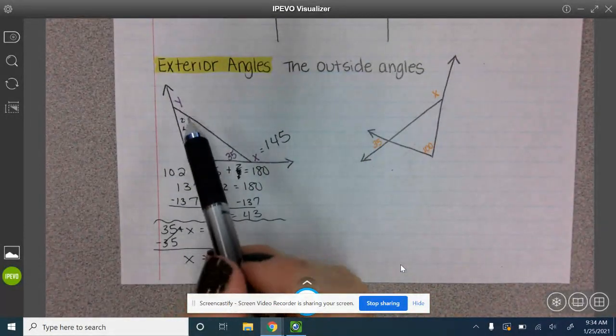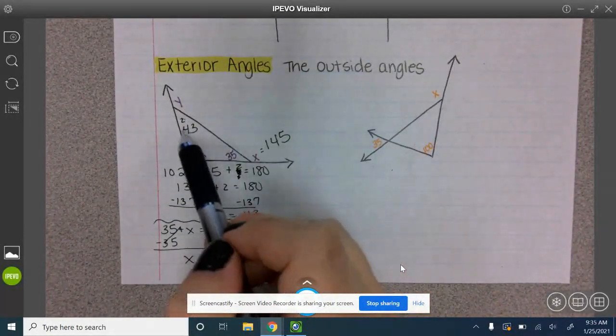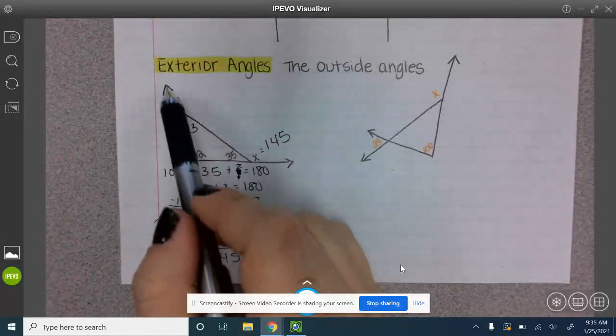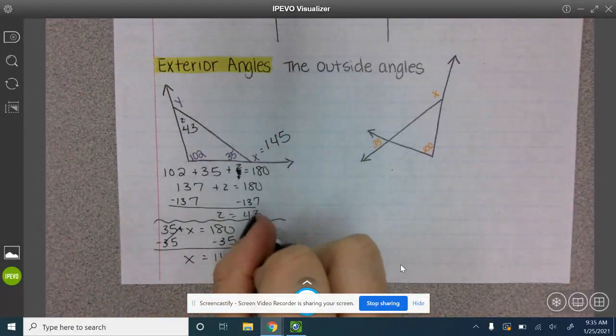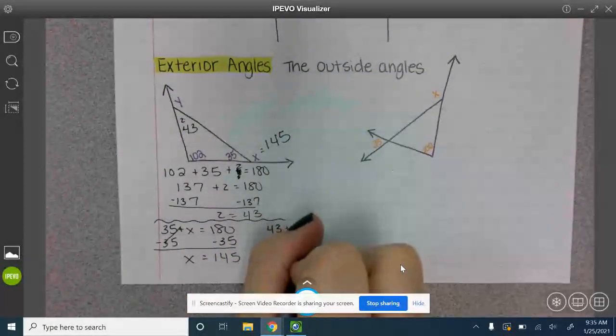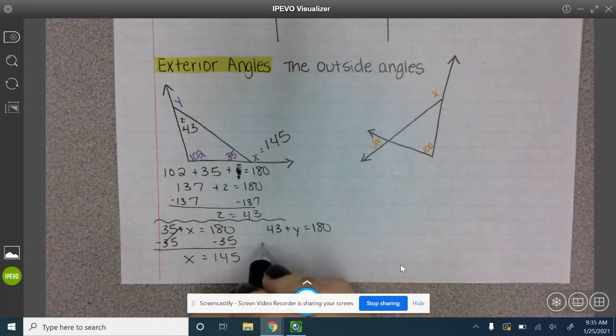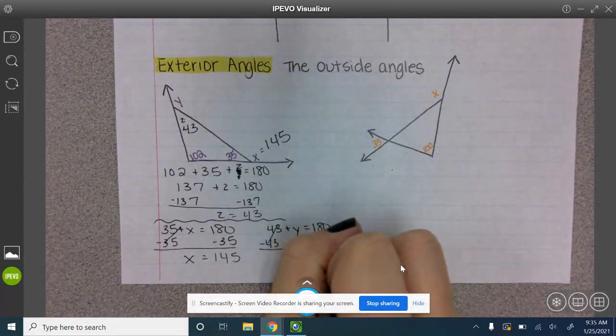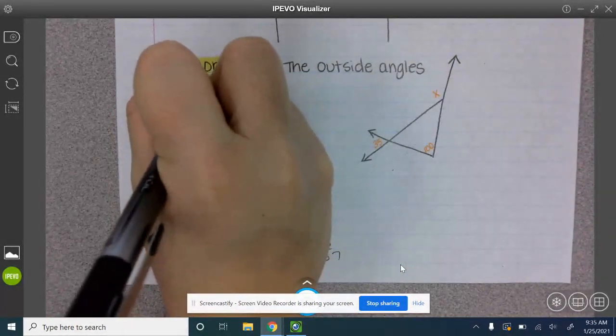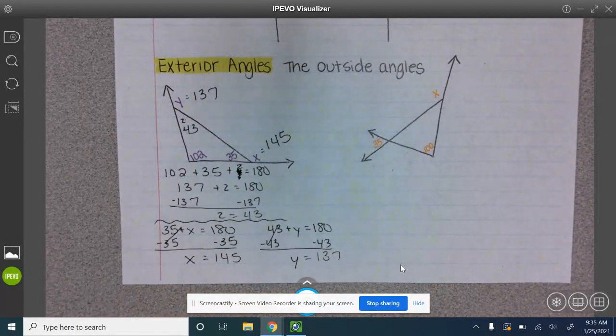Now I still need to figure out y. 43 and y form a straight line. So 43 plus y equals 180. How do you kick out 43? We're going to minus 43. And y equals 180 minus 43, which will give me 137.